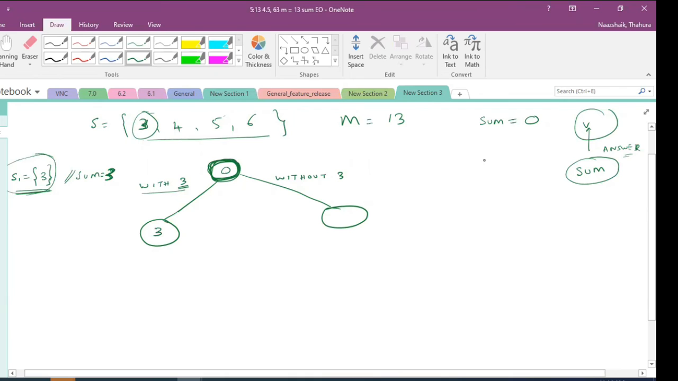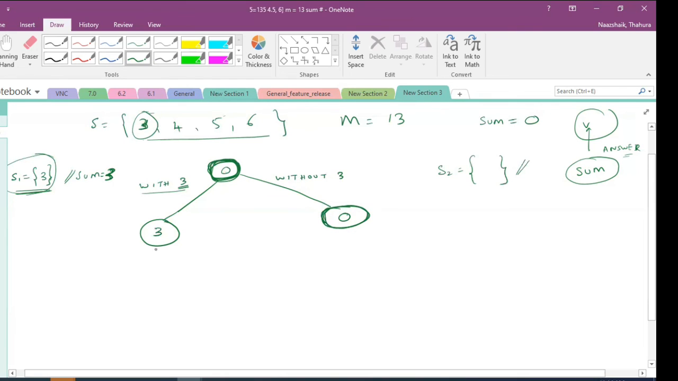When I say without 3, you have to imagine some subset which is not having 3, and we don't know what else it has. So what will be the answer here? Currently this is empty. I have not put anything in the subset. So what is the sum of this subset? 0. Correct, because we have not picked any number here. So obviously the answer is 0.